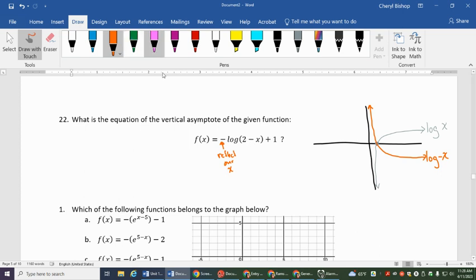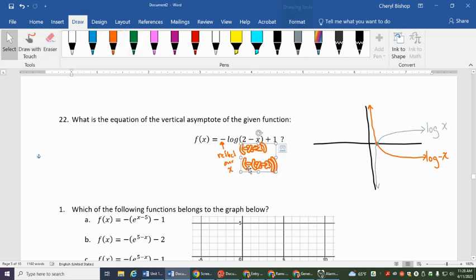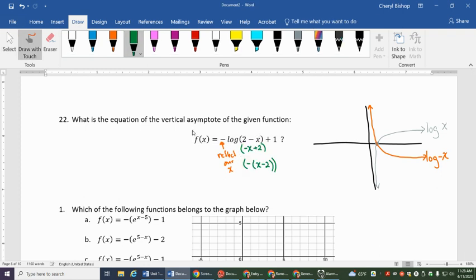I have to rewrite this. Instead of 2 minus x, we can think of it as -x plus 2, but then I need to factor that negative out of both of these terms. So I'm going to write it as -x minus 2. I should have done all that in green. Fixed it. Okay.